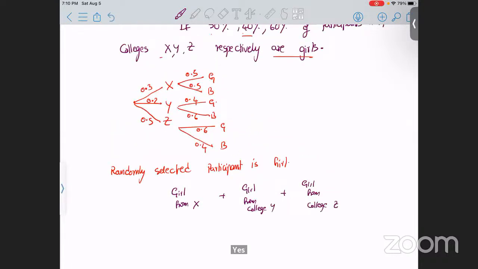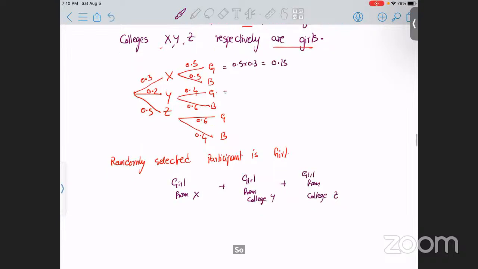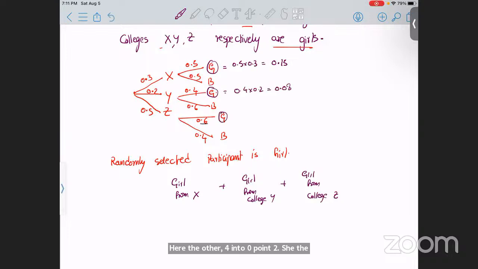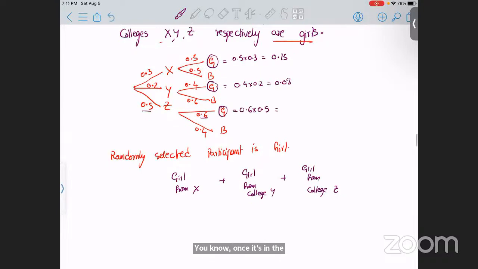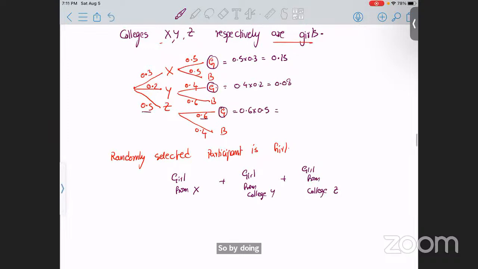Now from a girl, this is 0.5 into 0.1, which is 0.05. The other possibility of a girl is 0.4 into 0.2, which is 0.08. And the other possibility is 0.6 into 0.5. By doing this, we get the total probability of girls, right? Girl. Yeah. Okay, total probability.